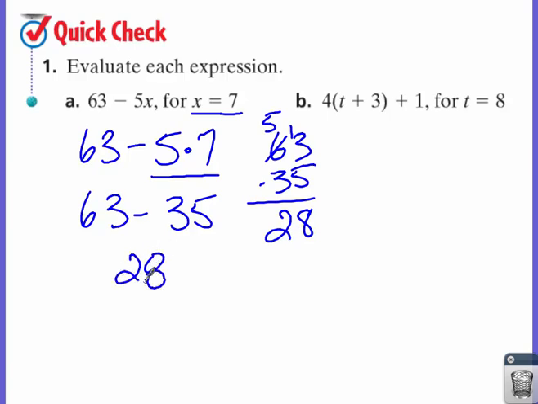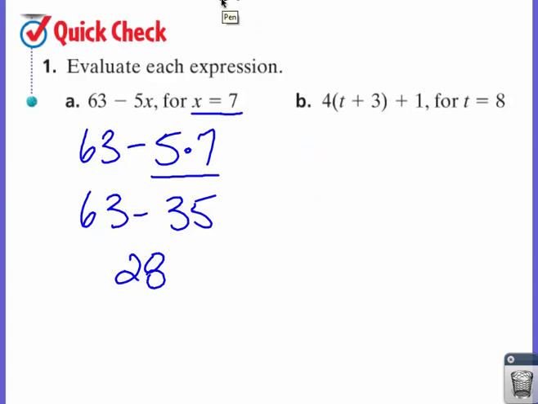Now granted, you do get to use a calculator, so some of this kind of math you may not have to do. So what I'd like for you to do is pause the video and answer this second one by yourself. Okay, let's see how you did.